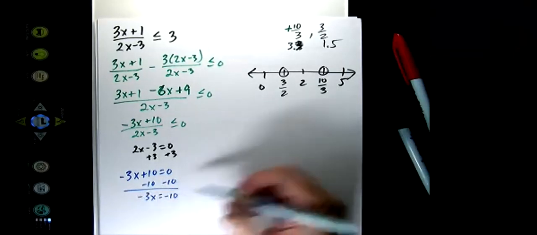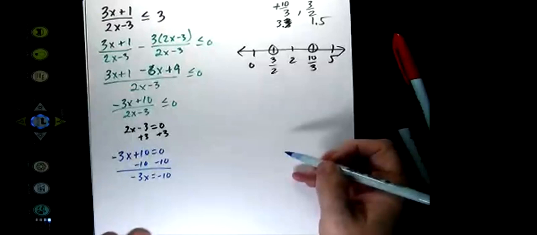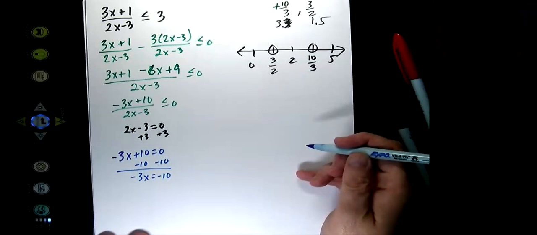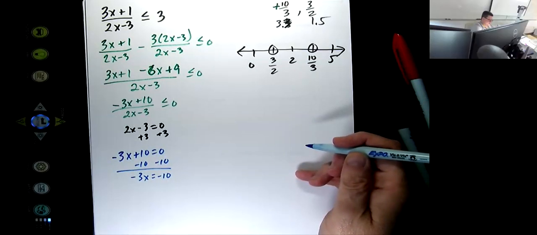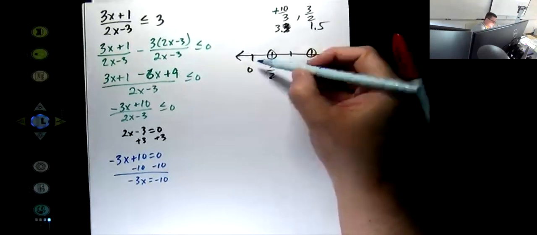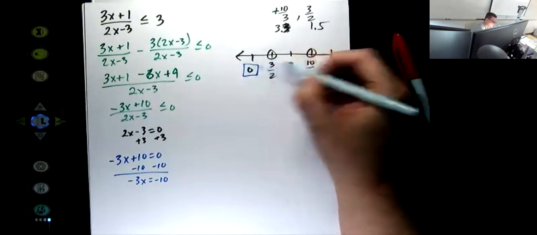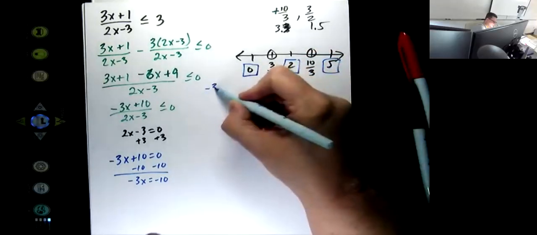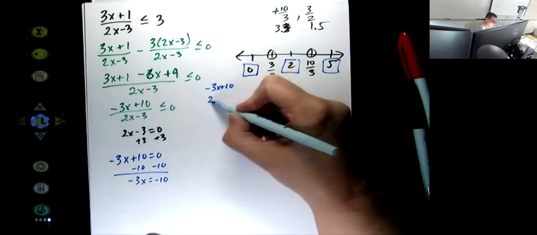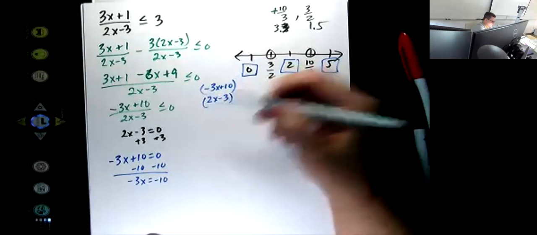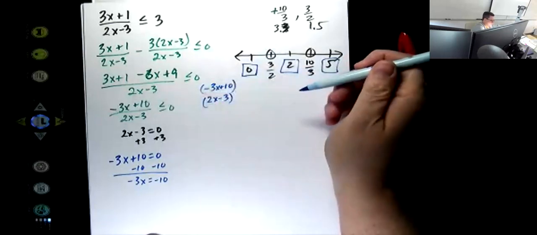I still don't get the one we were doing before, which one is negative and which one is positive. Okay, so what you're doing is taking these numbers right here and plugging them into negative 3x plus 10 and 2x minus 3. Whatever you have in parentheses, if there's a bunch of parentheses on top, you'll do each one separately.